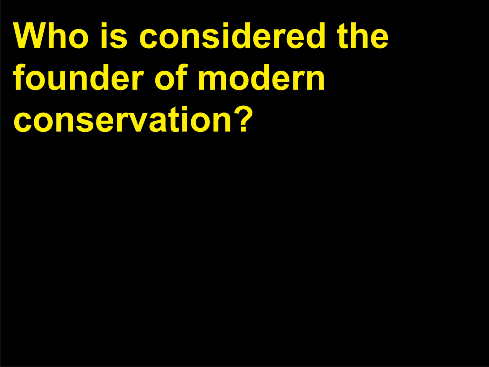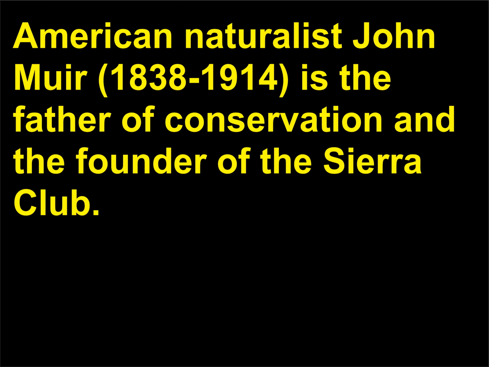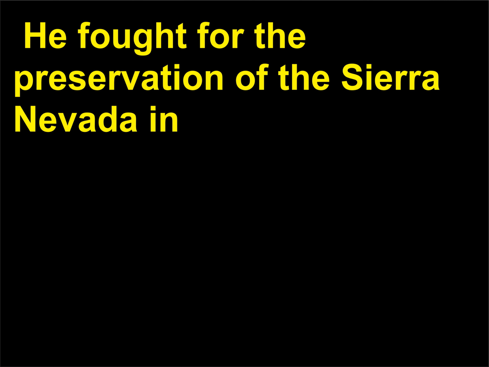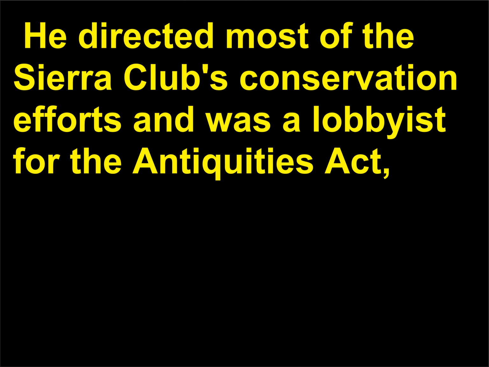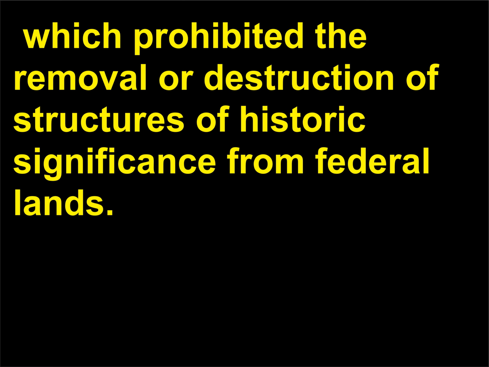Who is considered the founder of modern conservation? American naturalist John Muir, 1838 to 1914, is the father of conservation and the founder of the Sierra Club. He fought for the preservation of the Sierra Nevada in California and the creation of Yosemite National Park. He directed most of the Sierra Club's conservation efforts and was a lobbyist for the Antiquities Act, which prohibited the removal or destruction of structures of historic significance from federal lands.